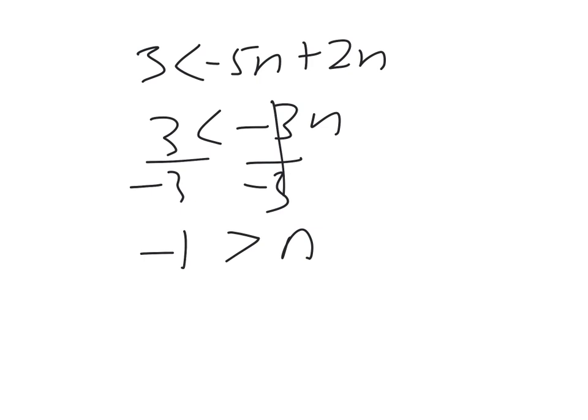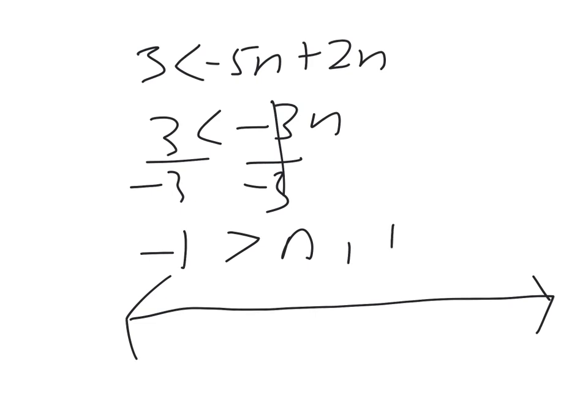So we have to listen to what the equation is telling us. The variable is on the right. Can you guess which way the arrow is going to face on the number line before we graph it? Hint, another way to look at it is n is less than negative 1.